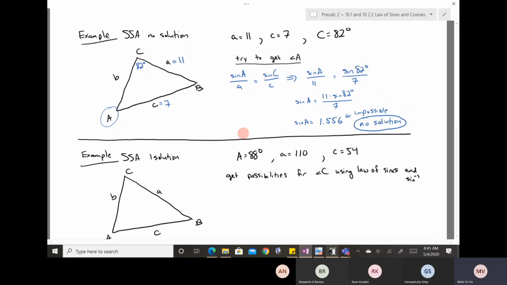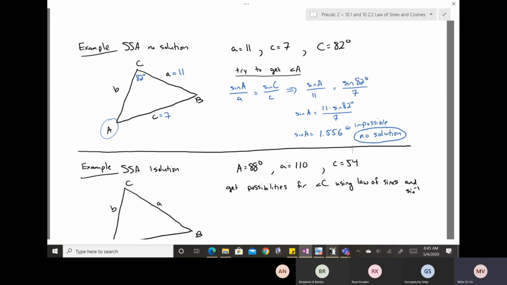Okay, so any questions on this first example? Wait, so we're just going to leave it off as "can't solve"? That's it. Yeah, right. It's impossible to solve because, you'll see exactly why you can't solve this.